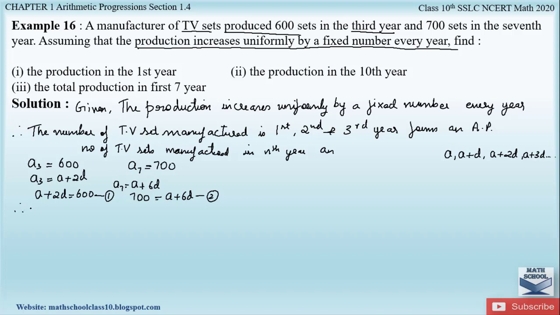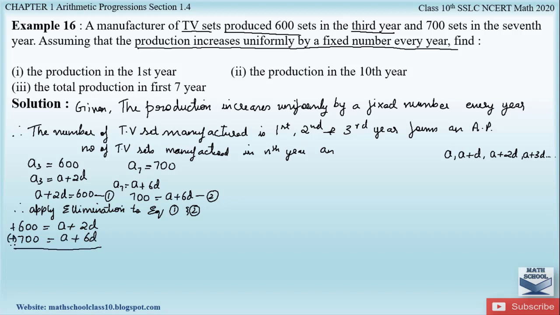Applying the elimination method to equations 1 and 2 to find a and d, we write 600 is equal to a plus 2d and 700 is equal to a plus 6d. Now after changing the signs of one equation, this plus becomes minus. We can observe that the coefficient of a is 1, so plus and minus cancel out this term. Then again plus and minus.